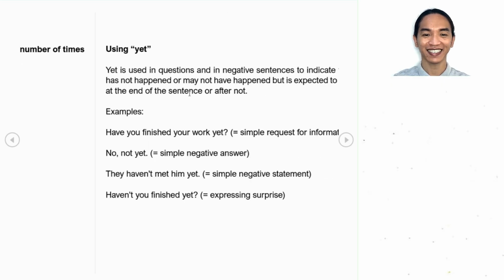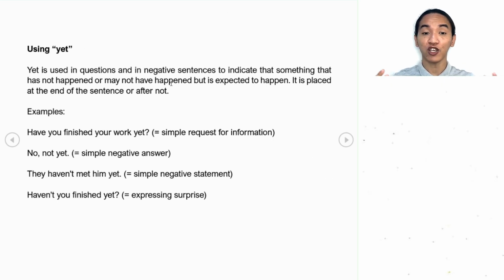All right. Now, we also use yet when we are constructing our sentences expressing adverbs of time. So yet is used in questions and in negative sentences to indicate that something has not happened or may not have happened but is expected to happen. So it means you are expecting the action to happen, but not yet. So it is placed at the end of the sentence or after not.